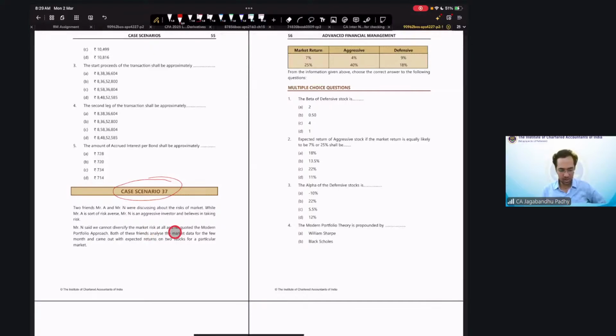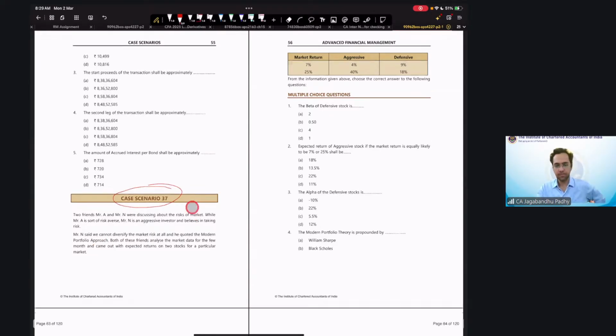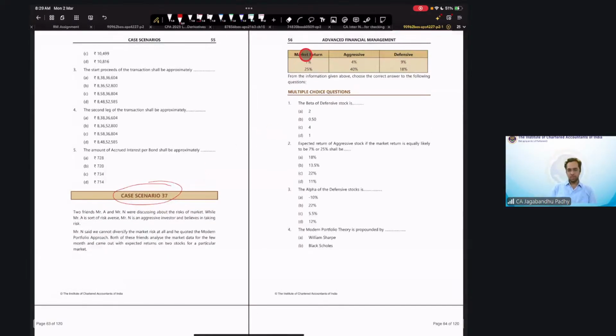Both of these friends analyzed the market data for a few months and came out with expected returns on two stocks for a particular market. So we have two market returns, 7% and 25%, for aggressive and defensive stocks. For the information given above, choose the correct option.